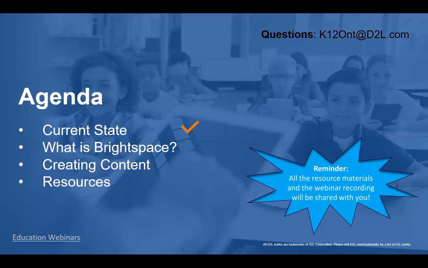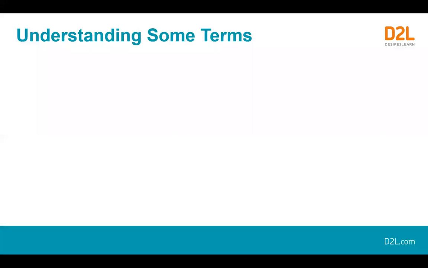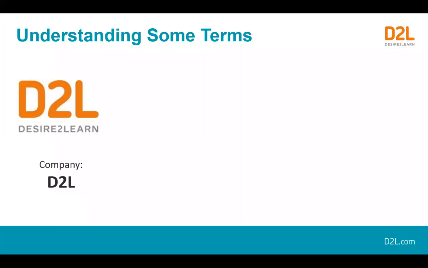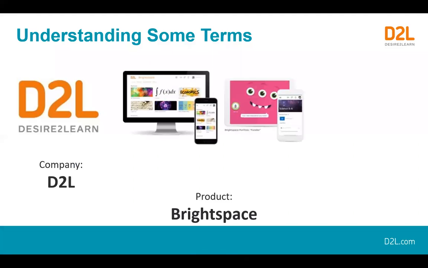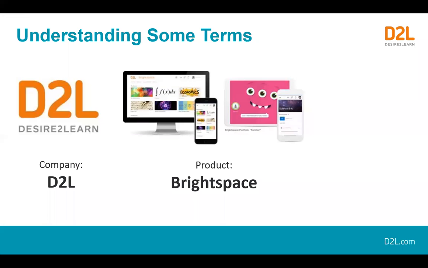So we've covered the current state. So let's move on to what is Brightspace. If we think about Brightspace, or sorry, let's start with D2L. D2L is the company. If we think about an analogy, we could think about Apple. Apple is also the company. Our product is Brightspace. Apple's product is the iPhone. So these are the two. This is kind of where there's a little bit of misunderstanding sometimes. So D2L is the company, Brightspace is the product.